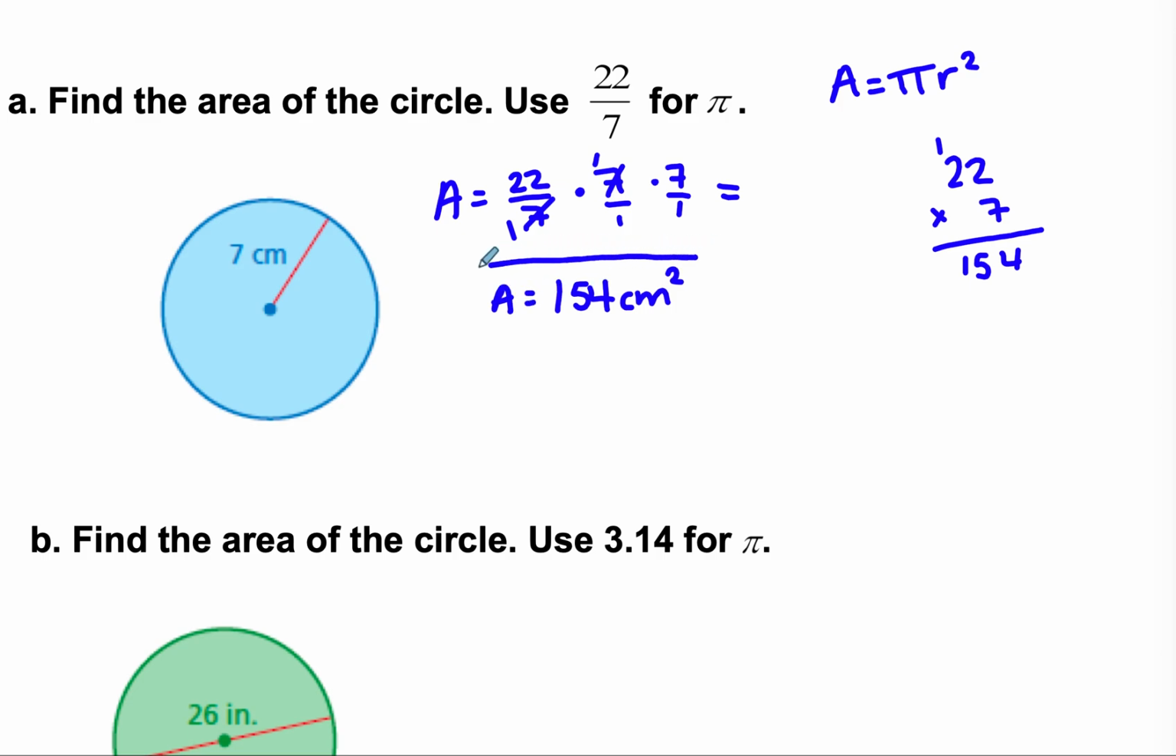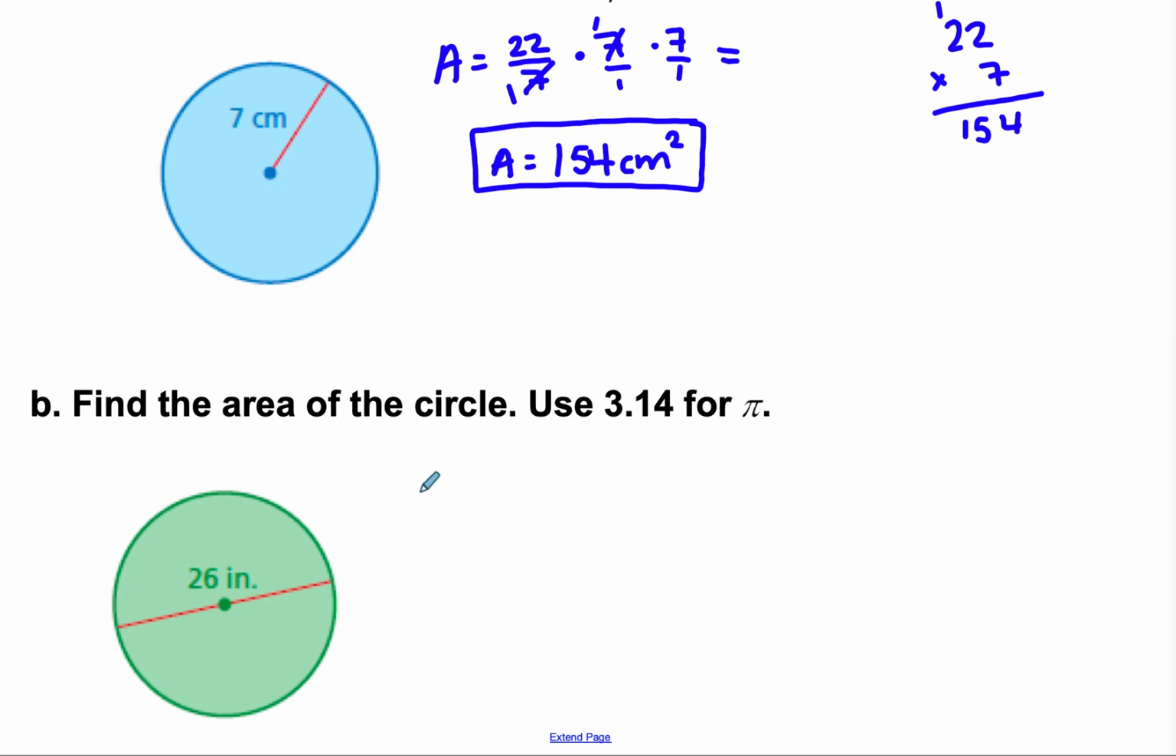And then in area, you need to have a squared on your label. That's because we had two measurements for centimeters that were getting multiplied, 7 centimeters and another 7 centimeters. So now we have centimeters squared. Area is always in square units.